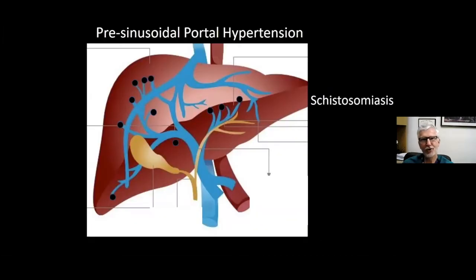But you have to be aware of pre-sinusoidal portal hypertension also, and I'm going to show you examples of that. So in pre-sinusoidal portal hypertension, in the setting of schistosomiasis, which is the most common type of pre-sinusoidal portal hypertension around the world, what happens here is schistosomal ova find their way into the very distal branches of the portal system. These eggs land in those little branches of the portal system and cause fibrotic changes there, and that causes the portal pressures to be elevated.